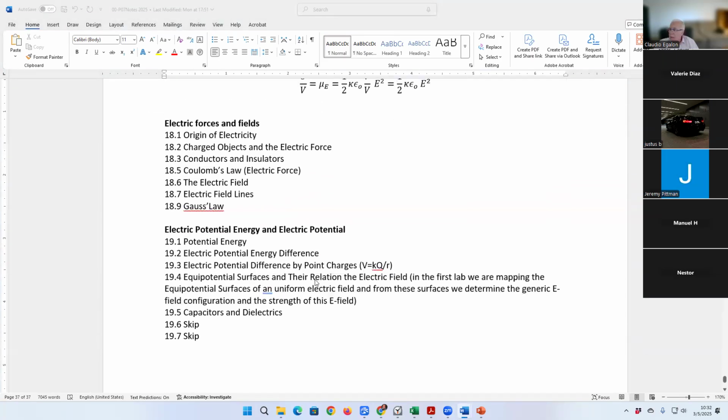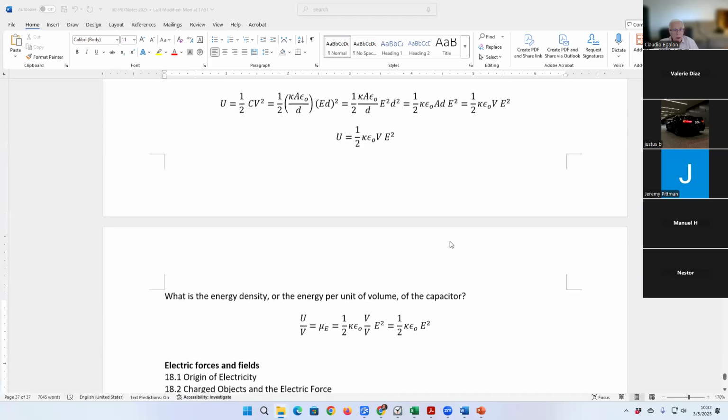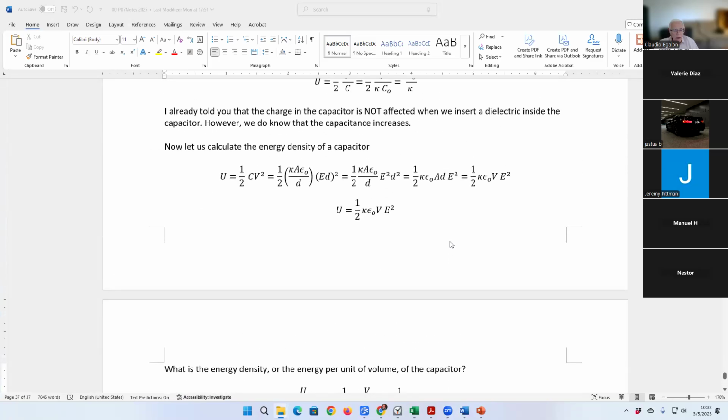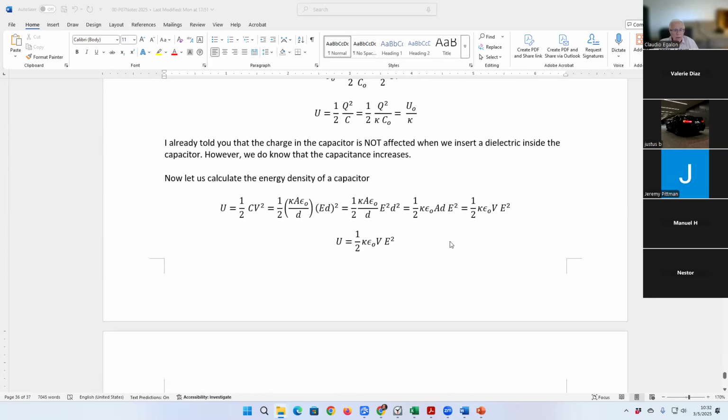Excuse me. Do you think you could scroll up to the page before this one so I can see the formula again? How far? Right there. Thank you. Capacitance, right?